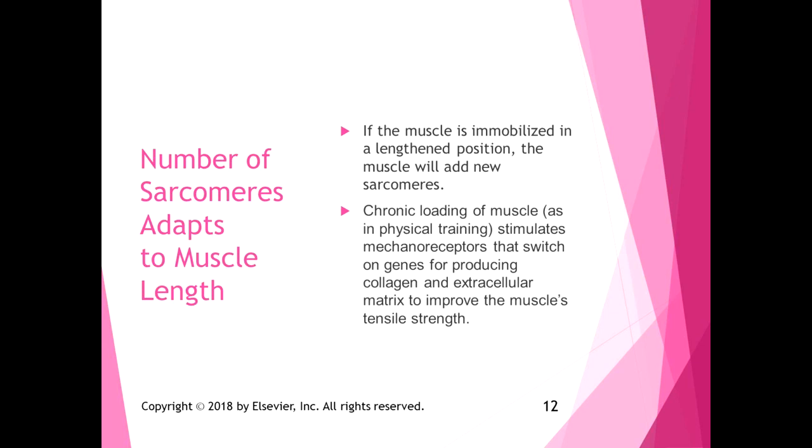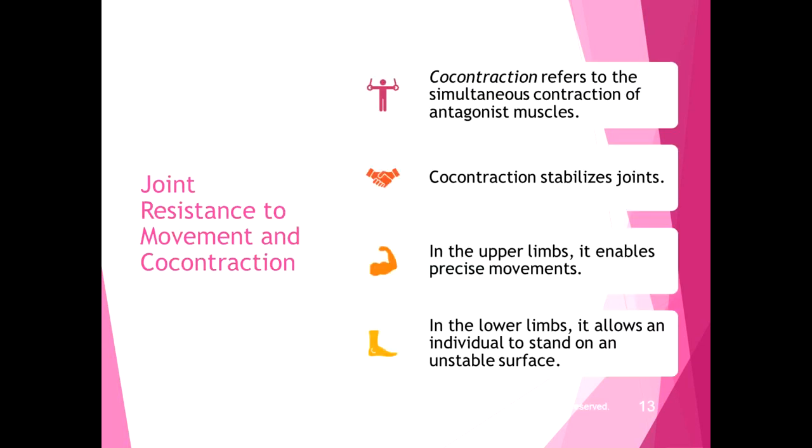So immobilizing the muscle in a lengthened position is the basis of doing dynamic splinting, where you have someone with a contracture you're trying to lengthen. You put them in a splint for several hours a day, so immobilized in a lengthened position, to encourage the muscle to add new sarcomeres. So you can actually change the length of your myofibrils by how the muscle is in its resting position. So besides muscle resistance to movement, we also have joint resistance to movement.